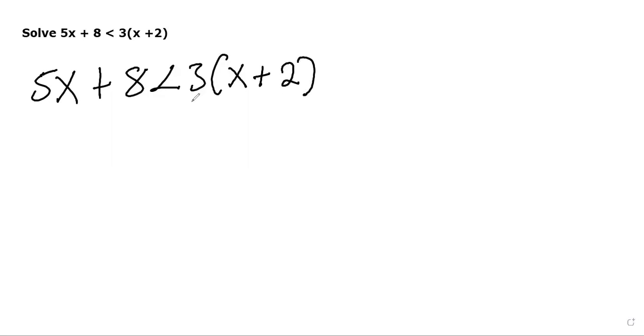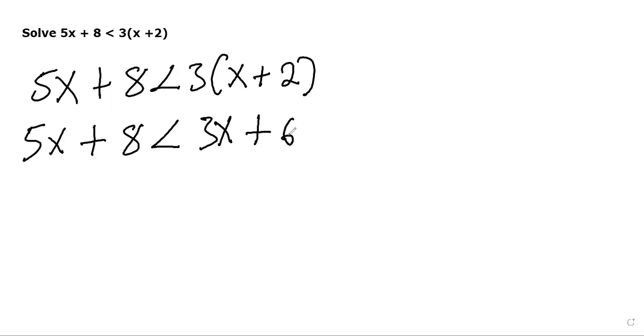What we're going to do, I'm going to multiply everything inside the bracket by this 3. So I have 5s + 8 less than sign. 3 times s is going to give me 3s. 3 times plus 2 is going to give me plus 6. No more bracket. I took the bracket out, right? So we proceed. Here we have 5s and we have 8. Here we have 3s and we have 6.